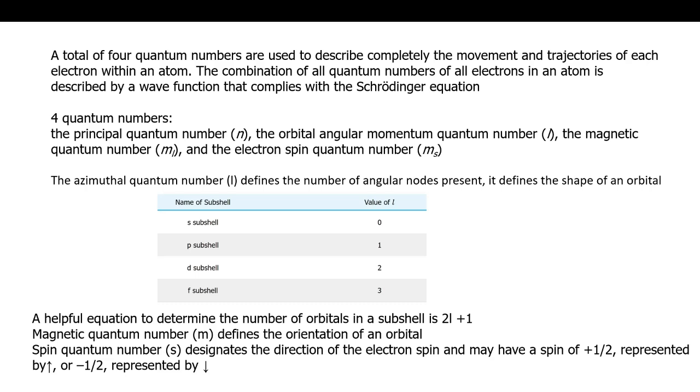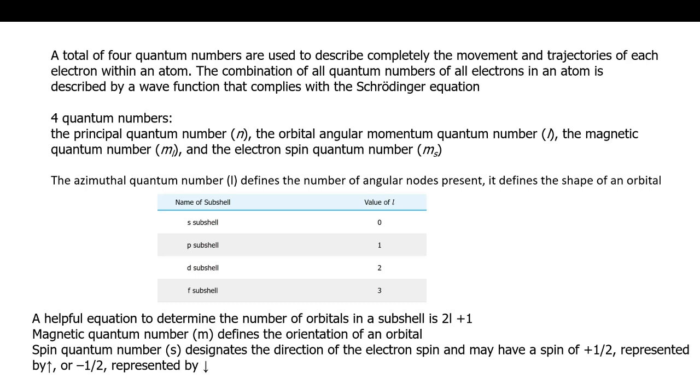For the s subshell, which is spherical in shape, the L value is 0, which means it does not contain any nodes. That's why it is a spherical subshell. For the p subshell, the L value is 1, meaning there is one node present, and the p has a dumbbell shape. Similarly, the d and f values are 2 and 3. So this is about the azimuthal quantum number, or L.